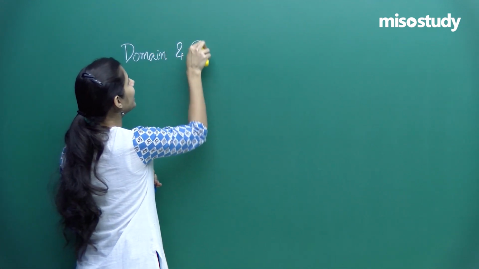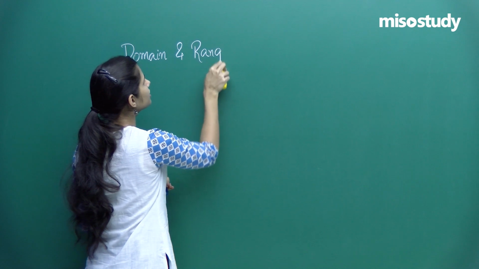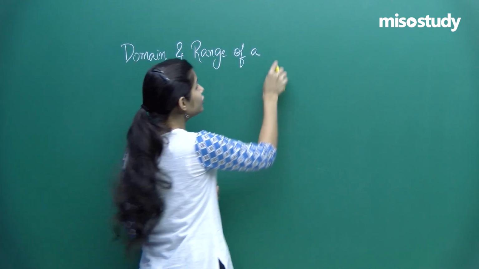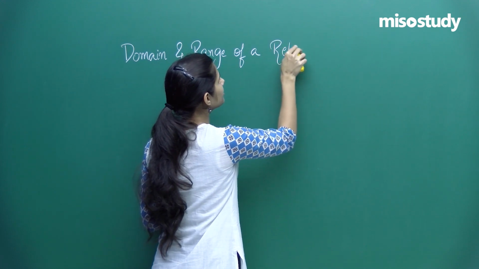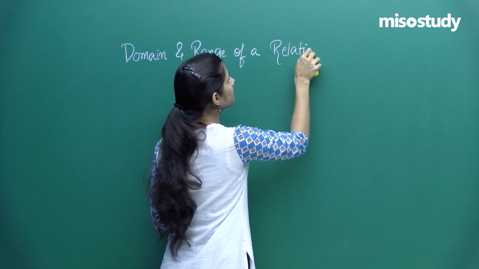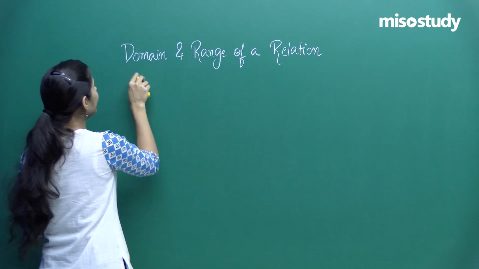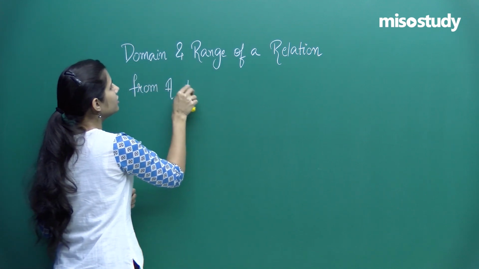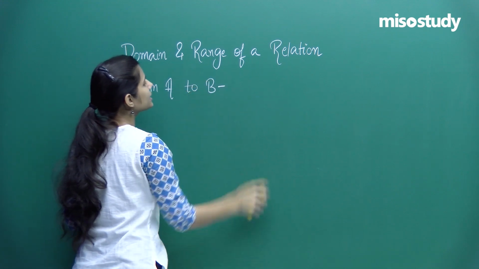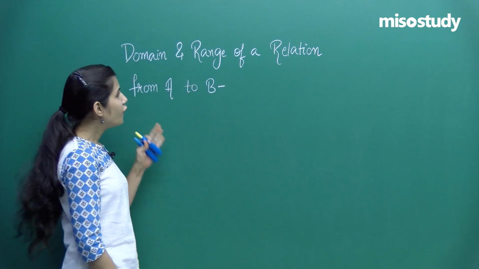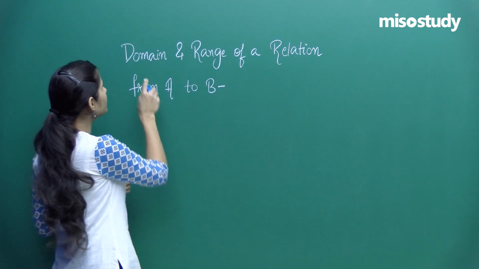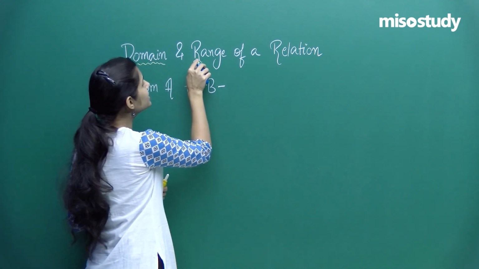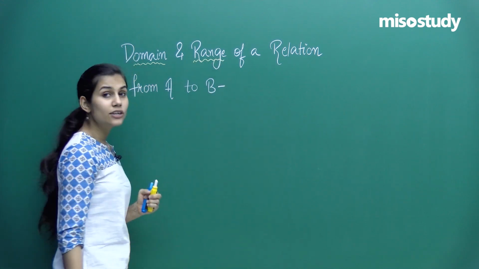domain and range of a relation from A to the set B. Focus on this statement, which actually is stressing on two new words. One is the domain and one is the range.